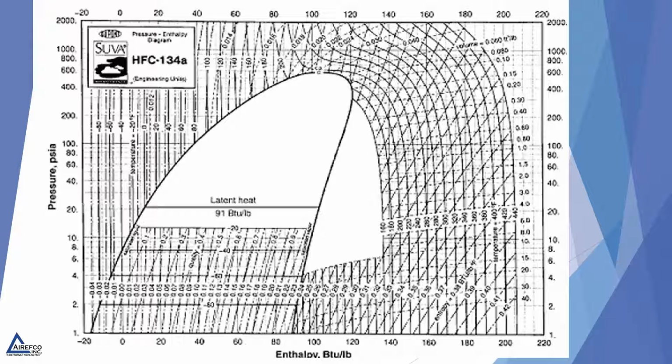Another thing that we can plot on the pressure enthalpy chart is how much latent heat we are either removing or adding to the refrigerant. In this particular example, we're showing latent heat on the evaporator coil, and we are absorbing 91 BTUs per pound of refrigerant.